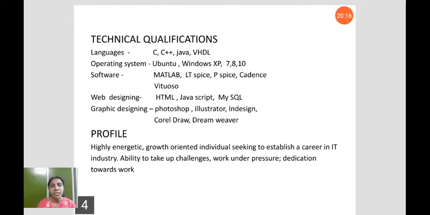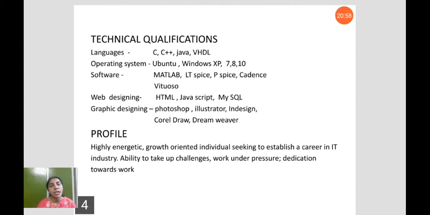some languages like C, C++, Java, okay, the operating systems, Ubuntu, Windows, some softwares, MATLAB, LTSpice, PSpice, Cadence Virtuoso, web designing, then graphic design. What I would like to tell you is, here the person is applying for the post of senior programmer, and it is in software solutions. Okay, it is something related to the IT industry, where wide knowledge of computers is very essential.